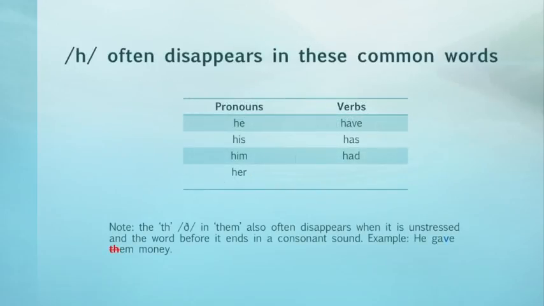The h sound often disappears in these common English words, the pronouns he, his, him, and her, and the various forms of the verb have, so have, has, and had. Please note that the th sound in them also often disappears when it is unstressed and the word before it ends in a consonant sound. So an example is, he gave him money. He gave 'em money.